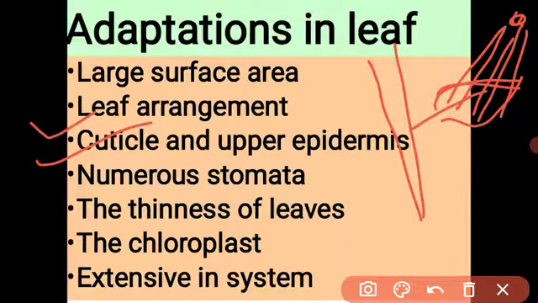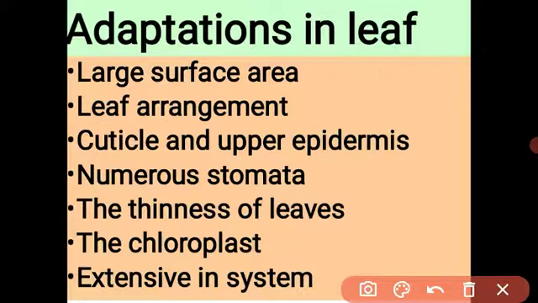See, child, I will give you an example. If there is glass, light passes through, but if there is a wooden plate, light will not pass through. It means it requires a transparent area which absorbs a large amount of light. Numerous stomata: you know that stomata can exchange gases. It allows carbon dioxide to enter inside the leaf. If there is a large amount of carbon dioxide, a large amount of food is produced.